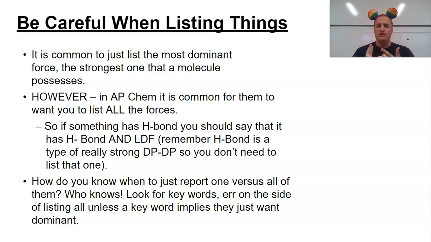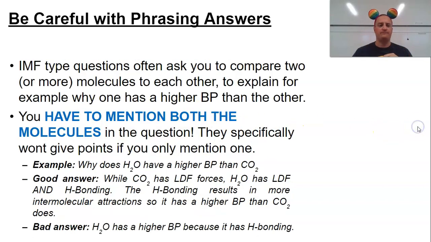Look for keywords. You can always go with all of them, unless it says which one is just the dominant. So I would err on the side of caution, giving all of them, unless it says which one's the predominant or dominant intermolecular force. Also areas to be cautious: when asked to compare two or more molecules, explain why one has the other ones. Mention both. This is a big thing that came up as a common flaw that students make on AP tests. Mention both, okay?